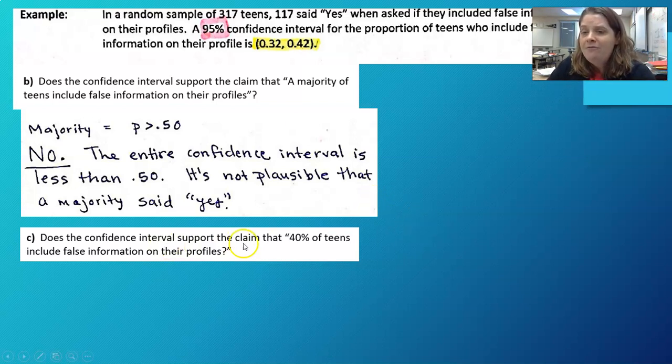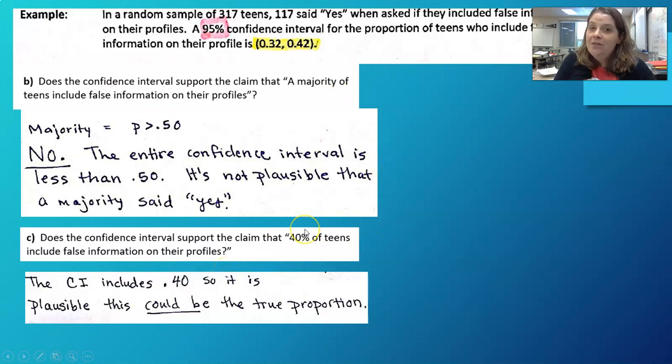Okay, what about 40%? Does the confidence interval support the claim that 40% of teens use false information? Now, the catch of this is that 40% is in this interval. All right, but I don't know if 40% is the right number. It could be 33 or 41.5 or anything in that interval. So what about 40%? It is in there. So the confidence interval includes 40%. So it's plausible that it could be the true proportion.